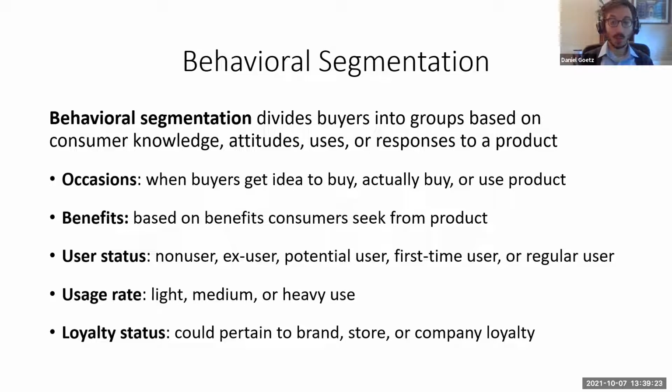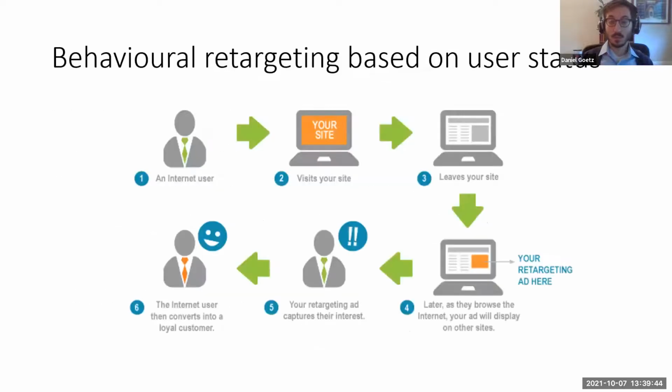Usage rate, are you a light, medium, or heavy user? So how much of the product are you using? And then loyalty status, do you have a loyalty program with the brand or with the store? People who have loyalty cards typically get better offers, right? So yeah, behavioral segmentation. The occasions-based approach, or behavioral retargeting in more modern digital marketing, is when you have the idea to buy, that's when you get segmented, right? After you've made your search.